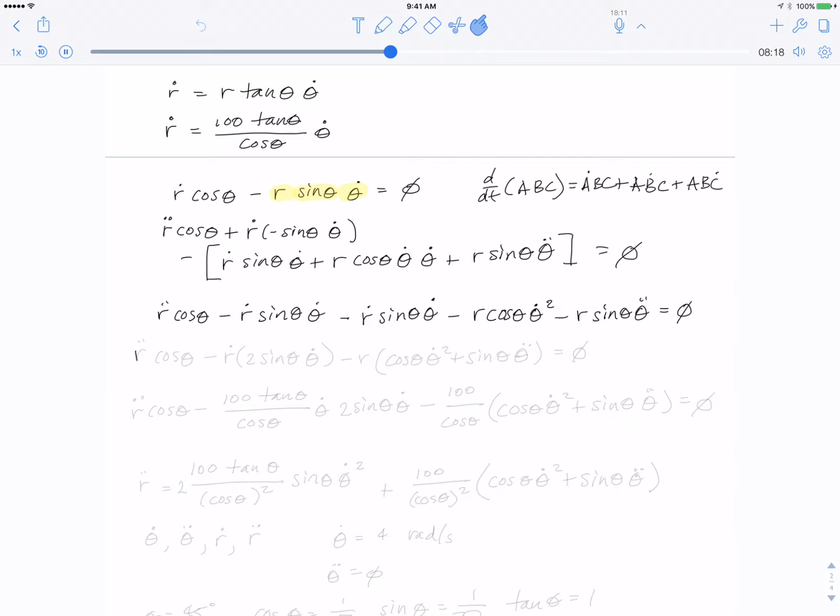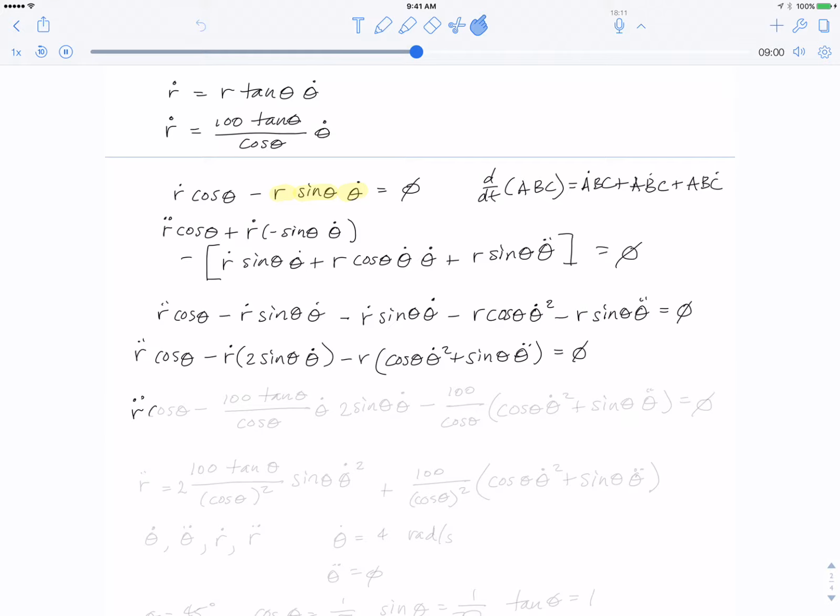Collecting terms, r double dot times cos theta, minus r dot times 2 sine theta, theta dot, minus r times cos theta, theta dot squared, plus sine theta, theta double dot, all equals 0. And then we're going to have to substitute back in for r and r dot.